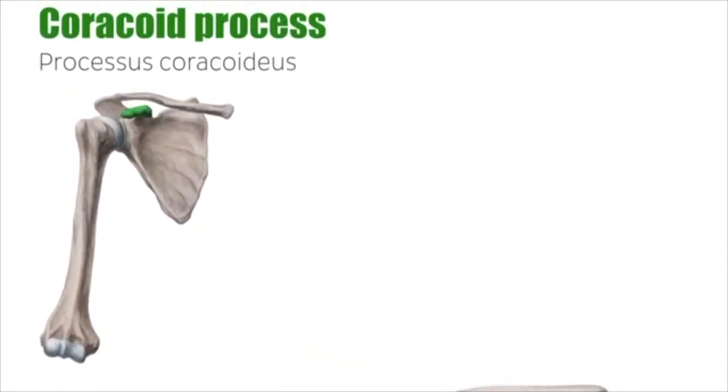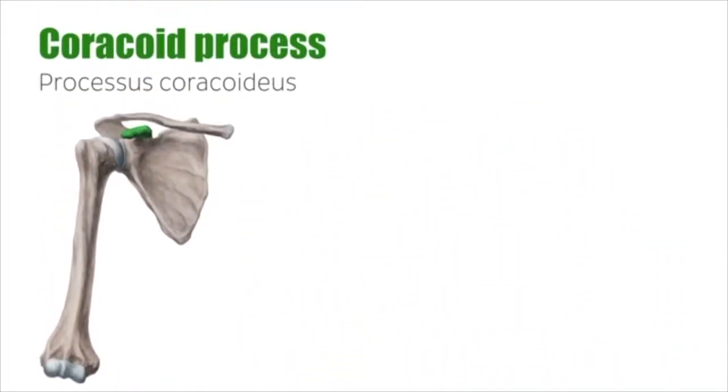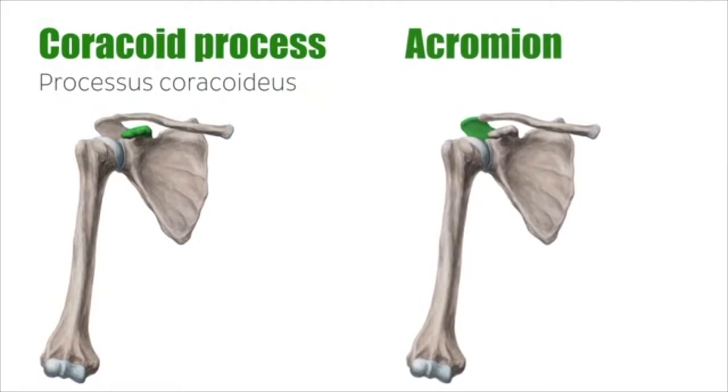Another major feature is the coracoid process, which, with the acromion, are two important projections of the scapula that serve as attachment points for ligaments and muscles. Not to mention that they protect some of the more fragile structures found on the shoulder joint.